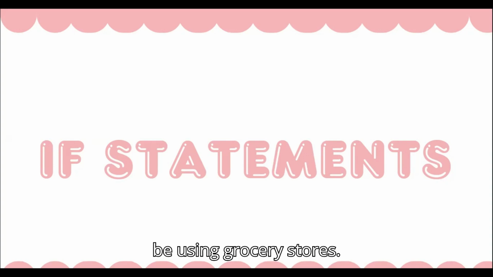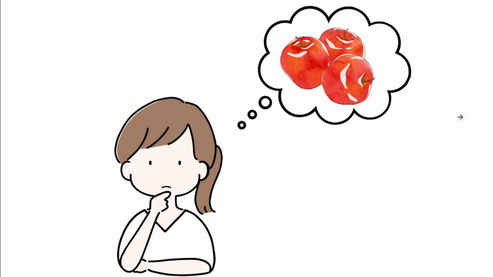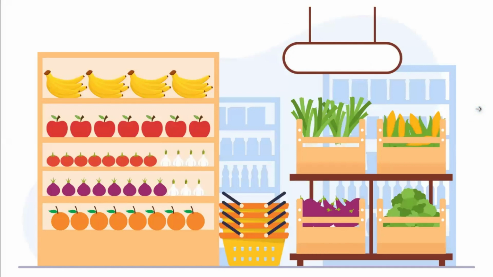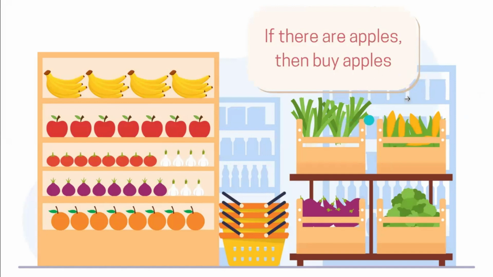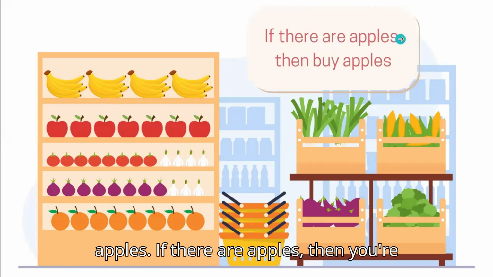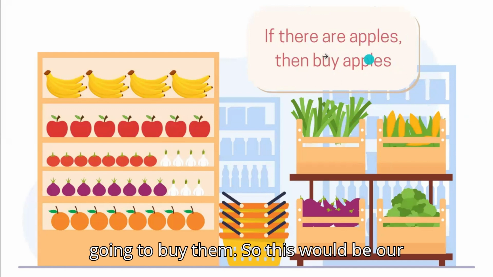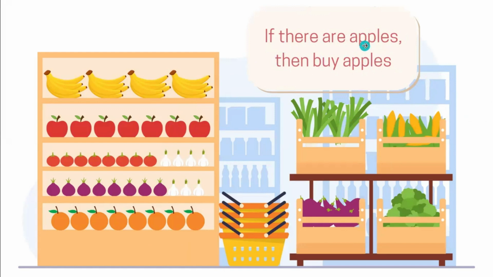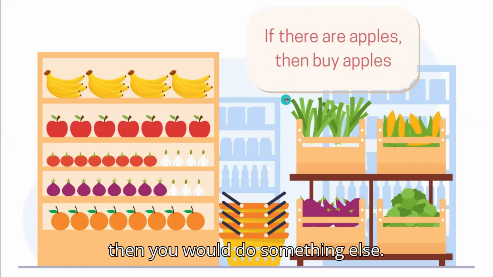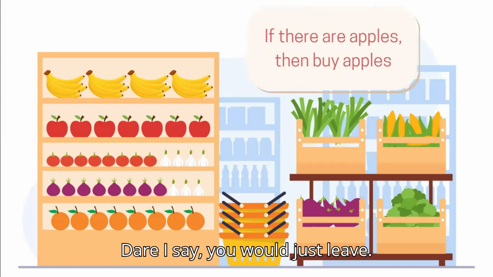So for this example, we're going to be using grocery stores. So let's say you really want apples. You're just craving them. And you go to the grocery store. Well, if there are apples, then you're going to buy them. So the condition is there being apples. If there are apples, then you're going to buy them. So this would be our condition, and this would be the action that is taken if that was true. Now, if that weren't true, then you would do something else. Dare I say, you would just leave. So if that was false, then leave.